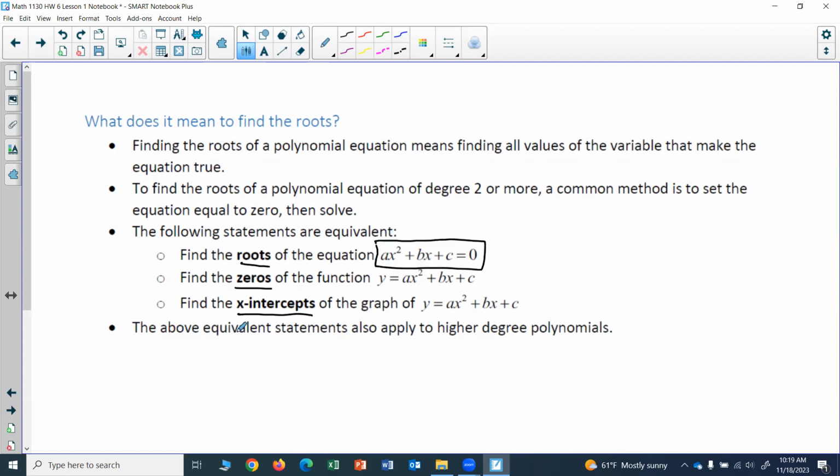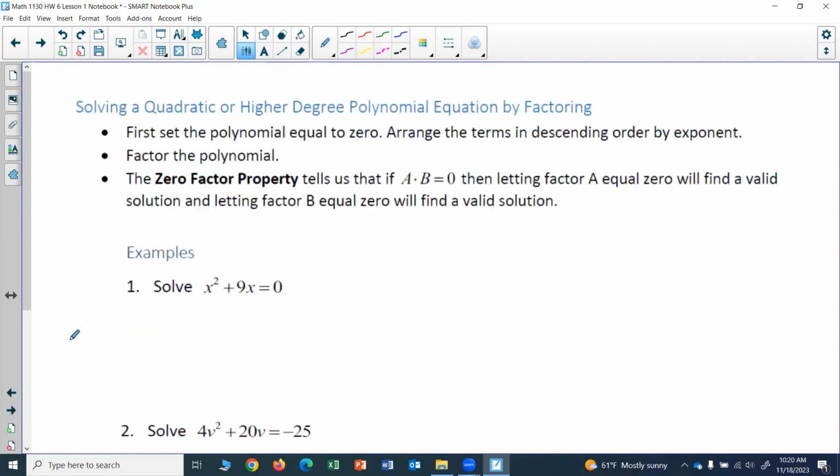The above equivalent statements also apply to higher degree polynomials. Notice all of these were for quadratics, but if you wanted to find the roots, zeros, or x-intercepts of higher degree polynomials, you would follow the same steps. You would set it equal to 0 and then solve. In this video, we're going to look at solving by factoring. We'll do some separate videos where we look at different methods, but this one we're going to factor.